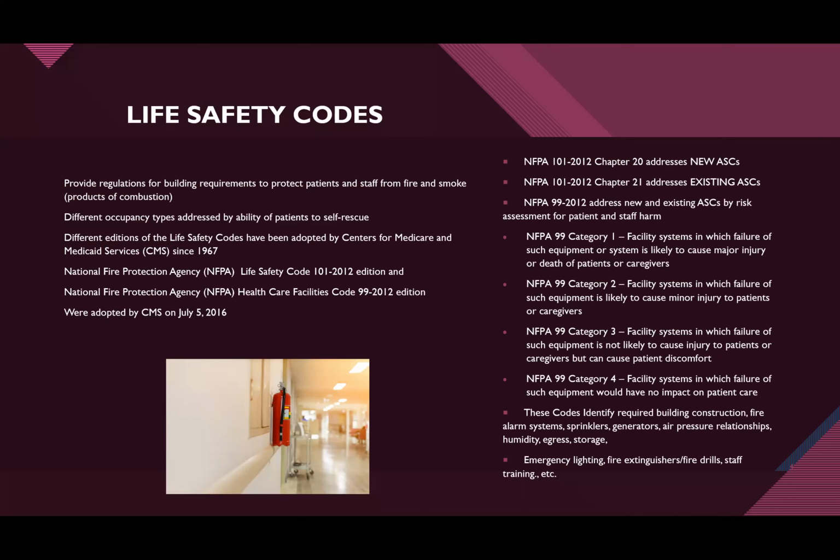So these codes then, 101 and 99, identify how you are constructed, that you need a fire alarm system, that you need sprinklers, that you need generators. This talks about all your air pressure relationships, your humidity requirements, your egress, which is the path to get out of your building. It talks about storage, which is combustible, and how do I build my building so that the storage doesn't impact the way I get out of the building. And then it talks about emergency lighting, fire extinguishers, drills, and staff training.